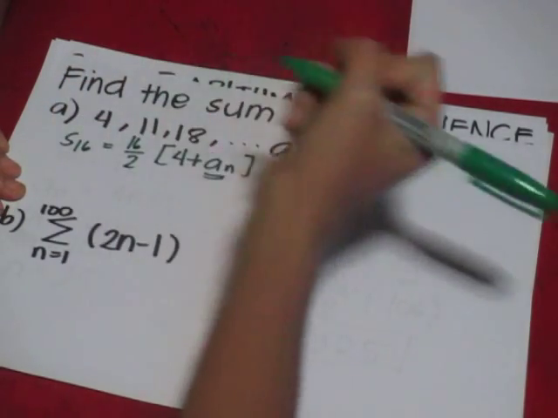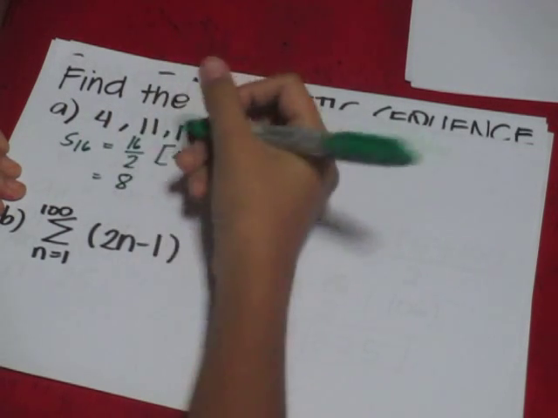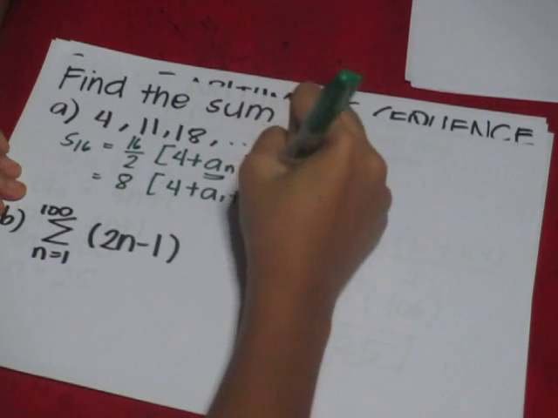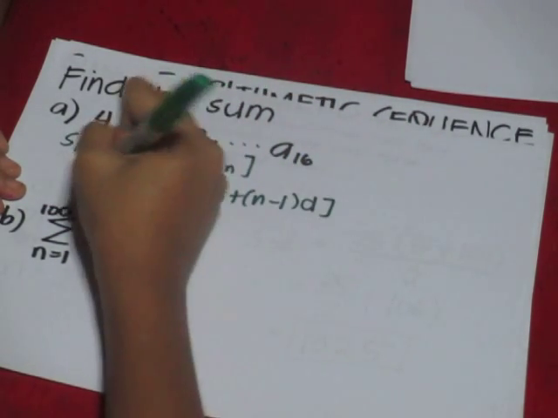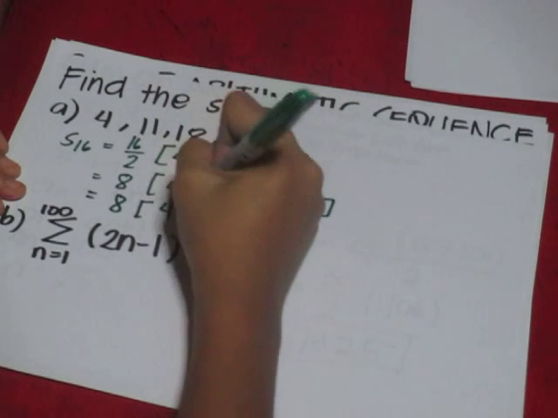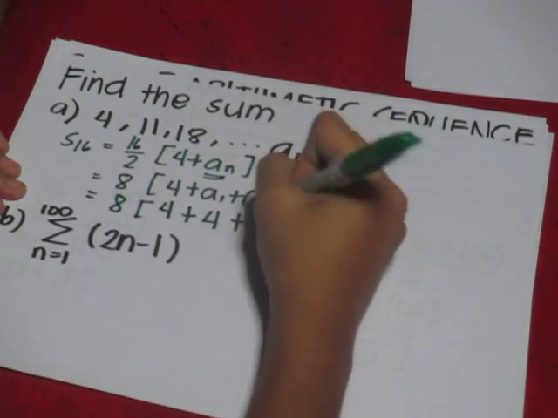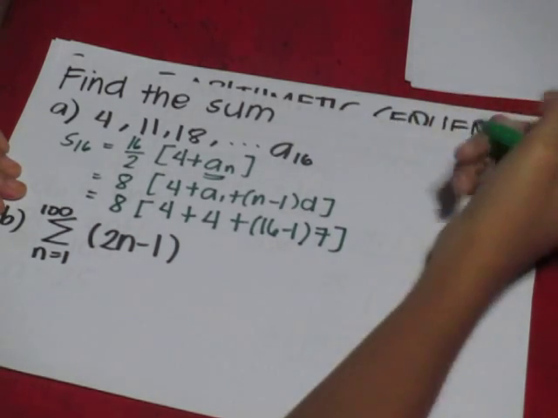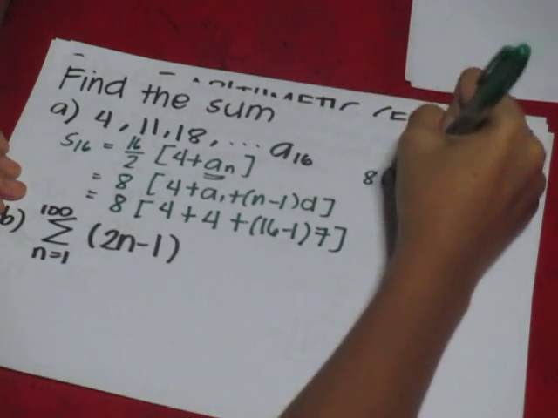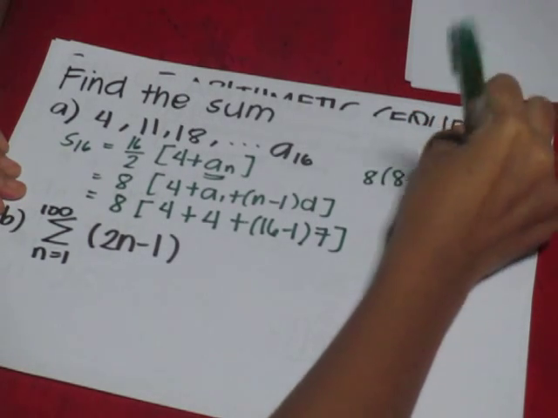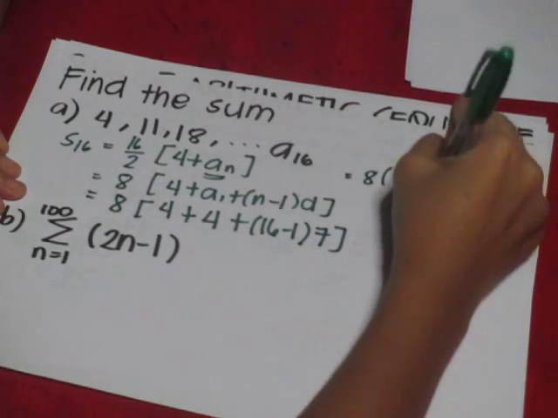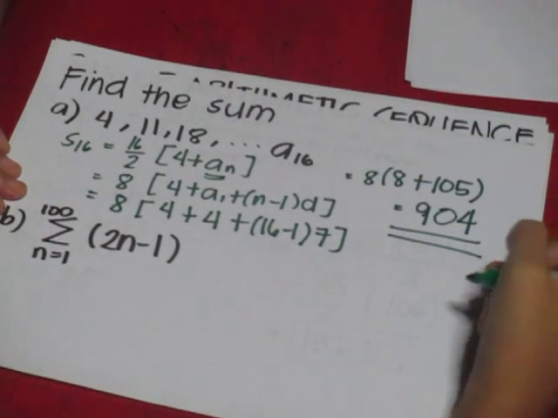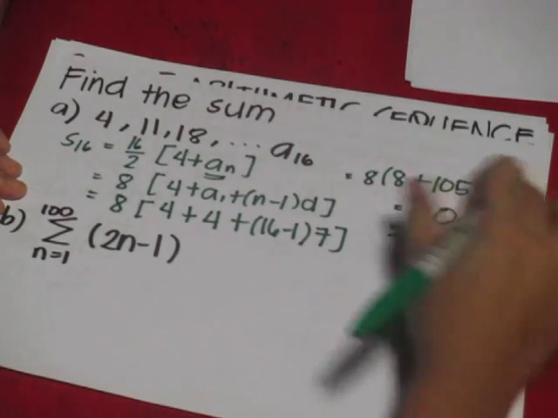So that means we have 8 times 4 is a sub 1 plus n minus 1 times d. Okay, solve. And then we have 8 times 8 plus 105. Now we have 940. That means the sum of this sequence is 904.